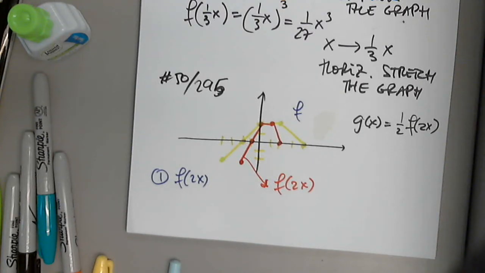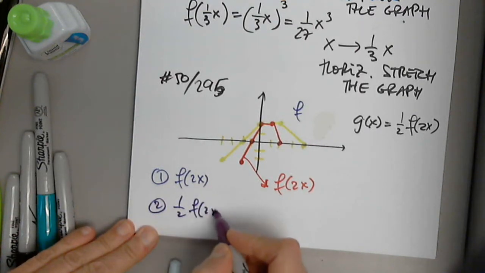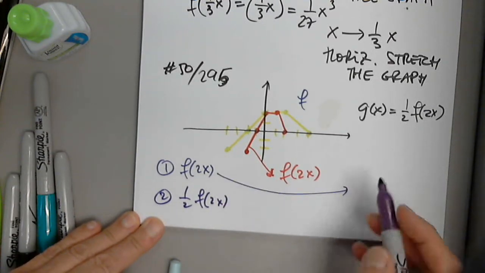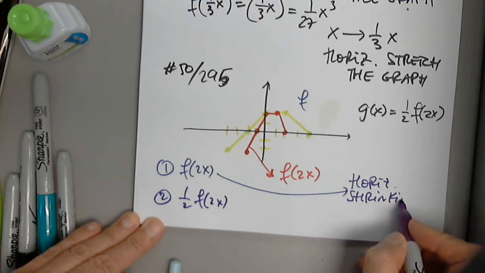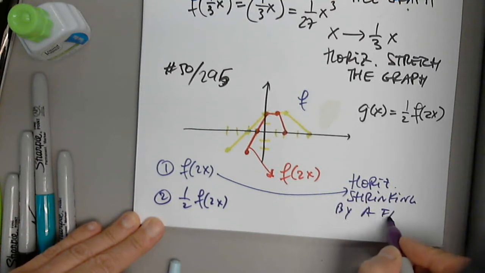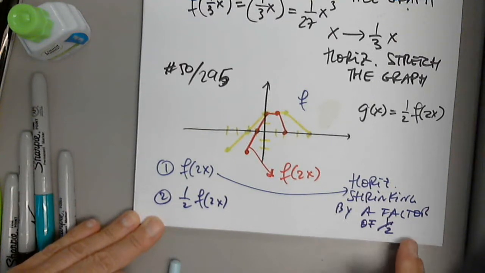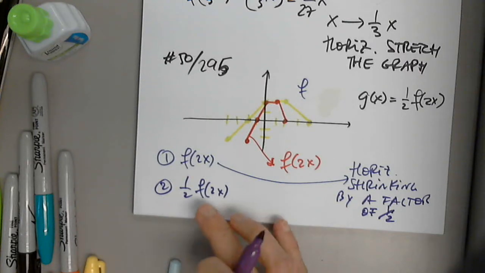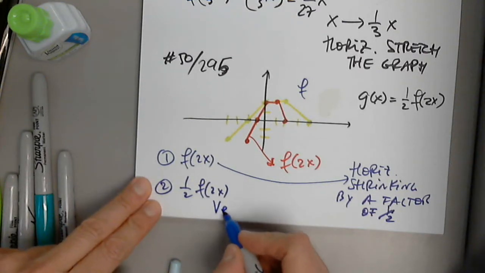Okay, now the next step is 1/2 in front. So what do I do now? So let's put it in writing. Horizontal shrinking by a factor of 1/2. What does this do to this graph? Careful. Vertical shrinking.